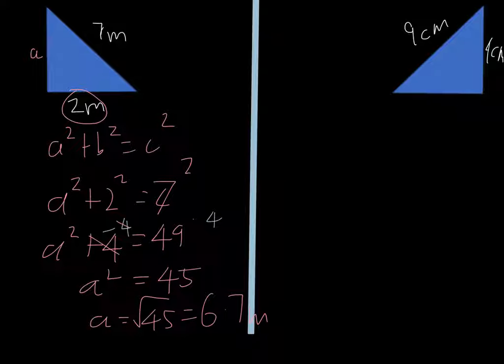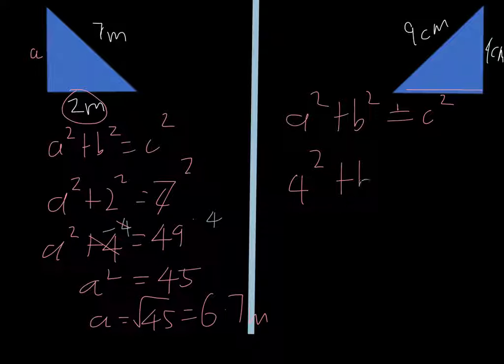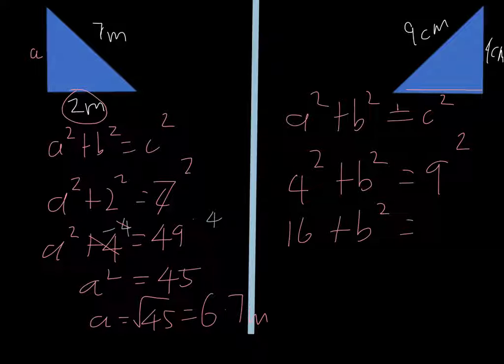Finally, let's try one more. Same thing, a squared plus b squared is equal to c squared. In this case, let's say that we're missing down here the b value. So a is 4, so 4 squared plus b squared is equal to c squared, 9 squared. 4 squared is 16 plus b squared is equal to 9 squared. 9 nines are 81. So same thing, we need to now get the b squared on its own.